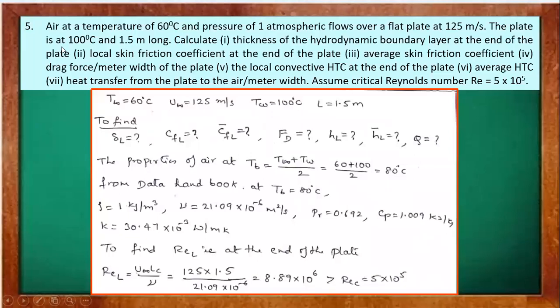The plate is at 100 degrees centigrade. So the wall temperature is 100 degrees and the length is 1.5 meters. We need to find the thickness of the hydrodynamic boundary layer at the end of the plate.